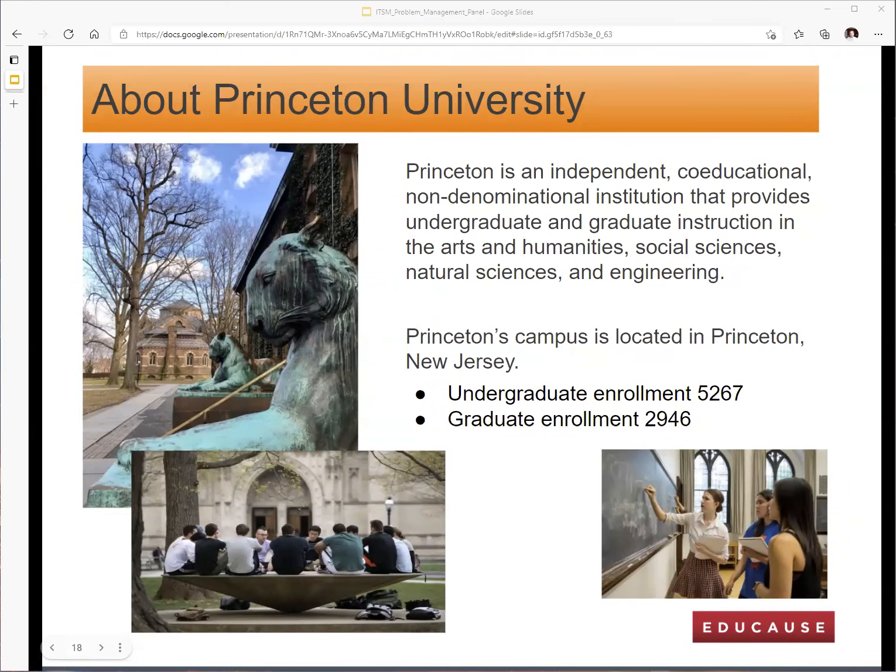A little bit about Princeton, just to give you an idea. We're a liberal arts institution located in beautiful Princeton, New Jersey. We have an undergraduate enrollment of a little over 5,000 students and graduate enrollment of close to 3,000.